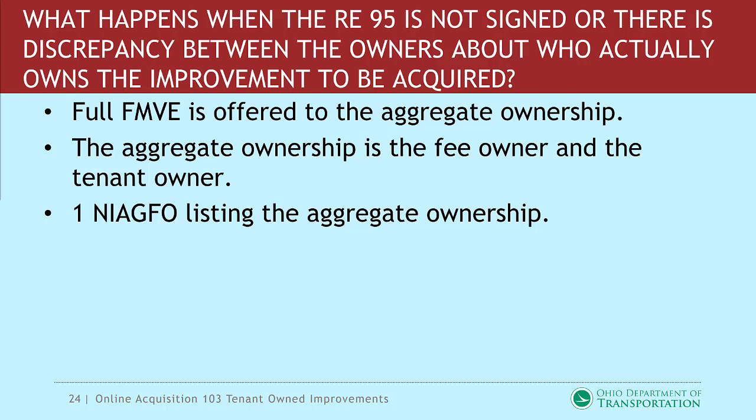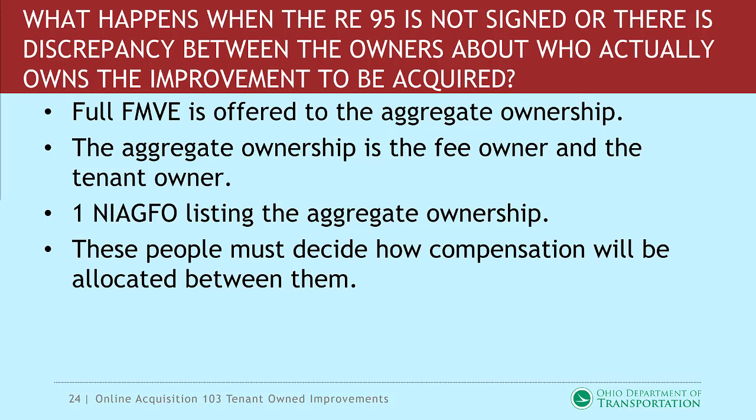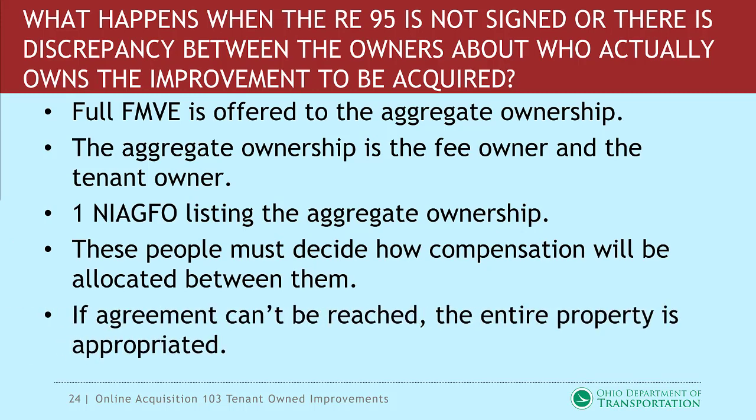One NIAGFO lists the aggregate ownership, so that means one NIAGFO would have the fee owner's name and the tenant owner's name on it. These people must decide how compensation will be allocated between them. If an agreement cannot be reached, the entire property is appropriated.